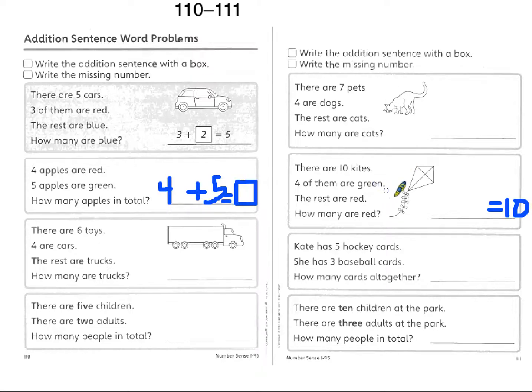Four of them are green, the rest are red. 4 of them are green, and the rest that we don't know are red. Grab the 4, count to 10. That's how you do it.